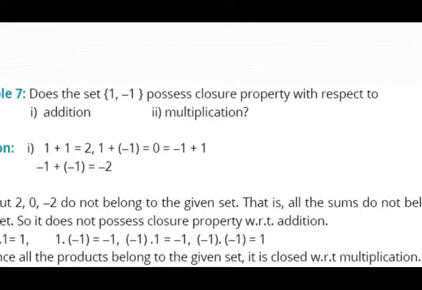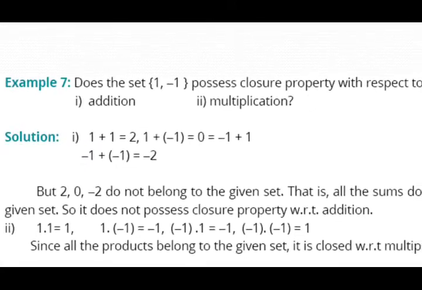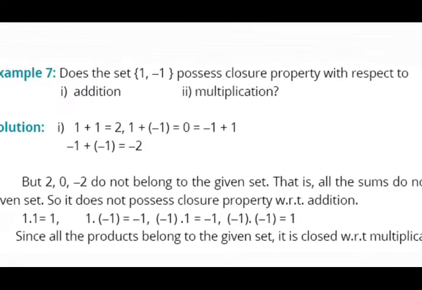Next is an example. We have to satisfy the closure property with respect to addition or multiplication. Addition and multiplication are binary operations. In the set {1, -1}, with two elements, we apply the binary operation with the same number and different numbers. 1 plus 1, the answer is 2, and the answer does not belong to the set, therefore the closure property does not hold with respect to addition.